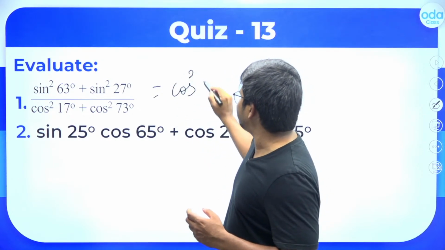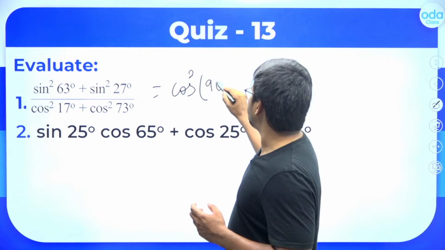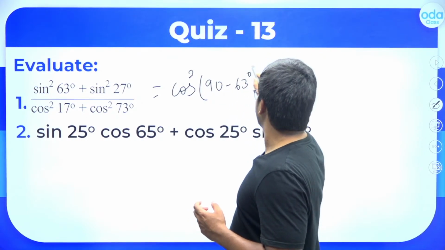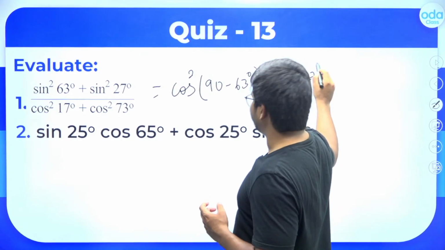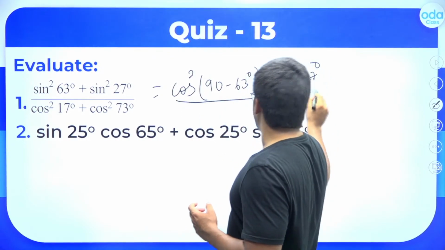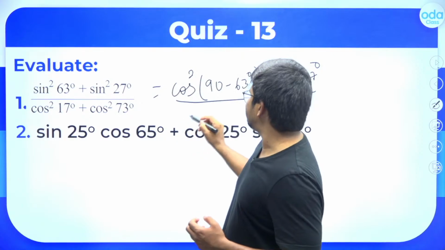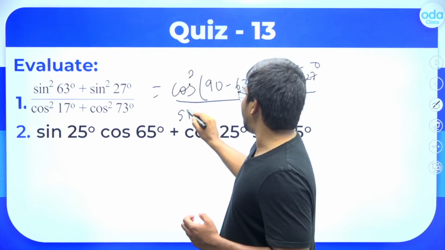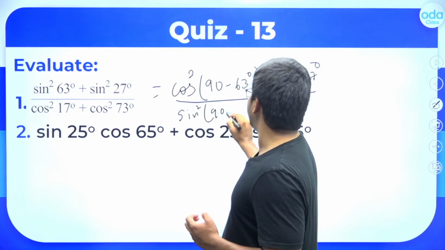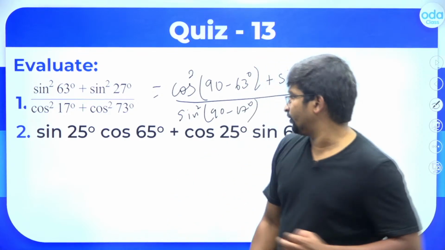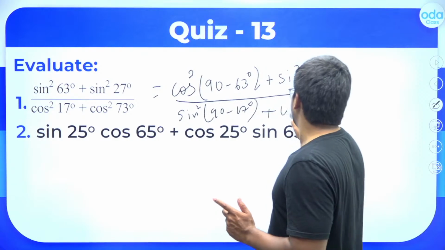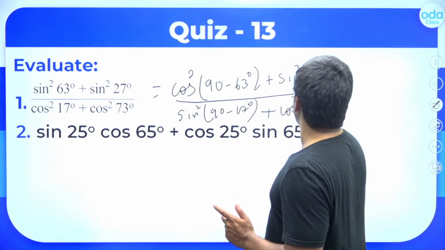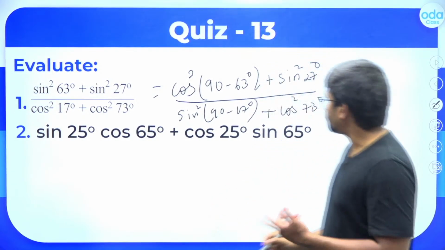So sine square 63, can I write it as cos square of 90 minus 63 plus sine square 27 degree, let it be there, whole divided by, can I write cos square 17 degree as sine square of 90 minus 17 degree? You can write it like this. Correct? What is the idea? Let's understand this. Plus cos square of 73 degree. This much is clear?